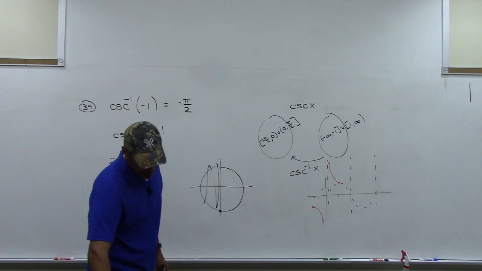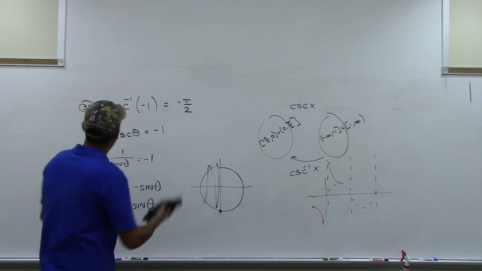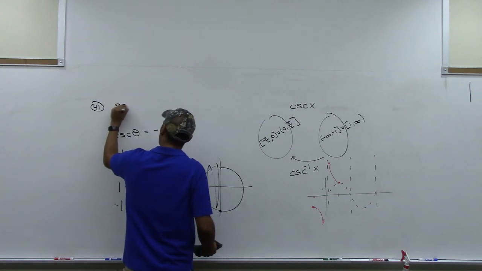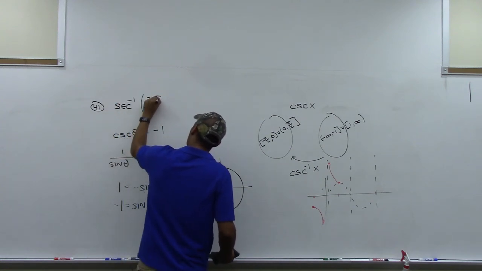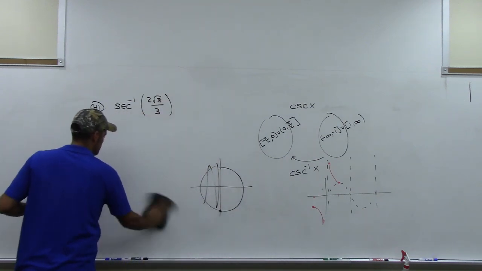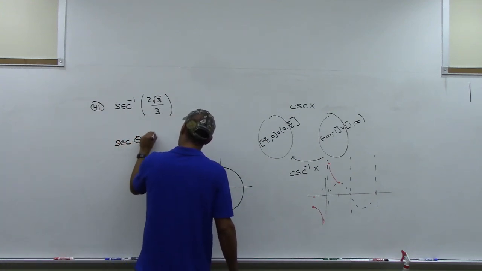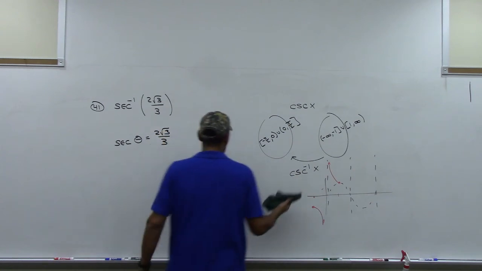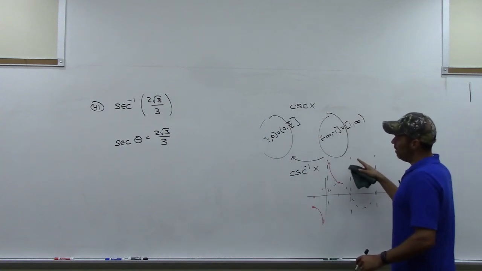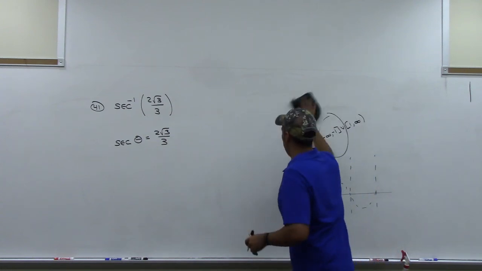All right, how about 41? Secant inverse of 2 root 3 over 3. So this is really saying, where is secant of theta equal to 2 root 3 over 3? Now the restriction we have for secant inverse, we did it in class, we did it very similar to this, but it was between 0 and pi, and then there was a problem at pi over 2.